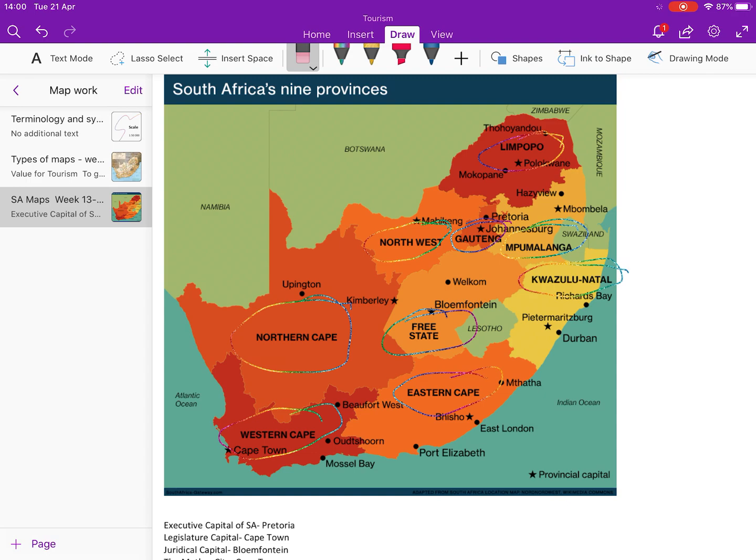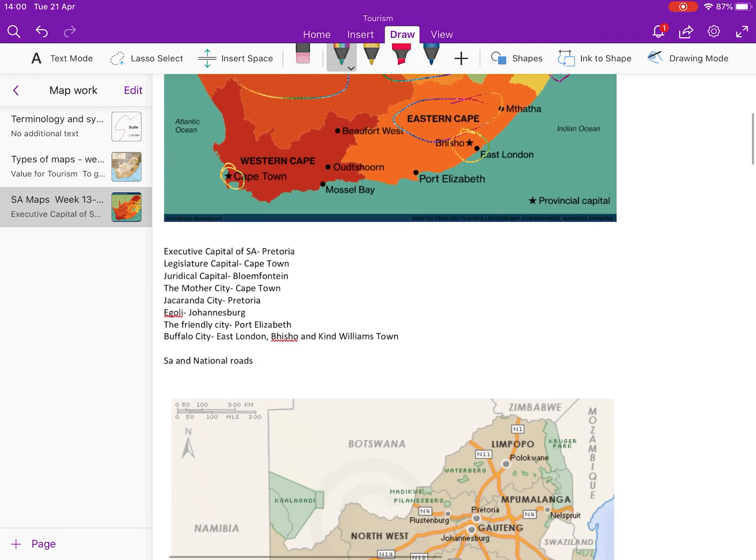We have Cape Town in the Western Cape. For the Northern Cape, it's Kimberley. For the Free State, it's Bloemfontein. Eastern Cape, it's Bisho. KwaZulu-Natal, it's Pietermaritzburg. Northwest, it's Mahikeng. Gauteng, we have Joburg. And Limpopo, we have Polokwane. And for Mpumalanga, we have Mbombela. These are the 9 capital cities for our 9 provinces.